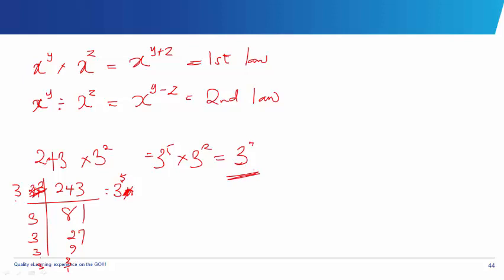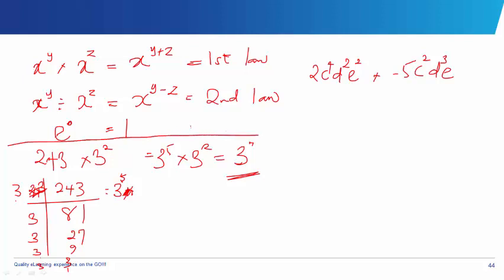Let's look at another example. We're told to multiply 2c raised to power 4, d raised to power 2, e raised to power 2 by minus 5 c raised to power 2, d raised to power 3, e. Okay, let me give a third law of indices. When any number is raised to power 0, it equals 1. Any number raised to power 0 equals 1. So this is our third law.